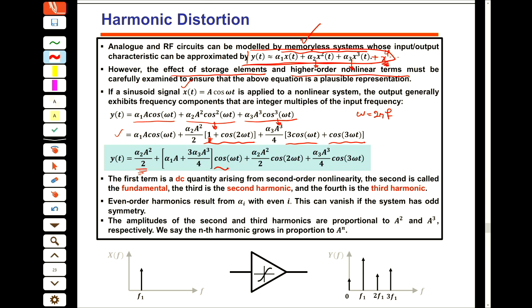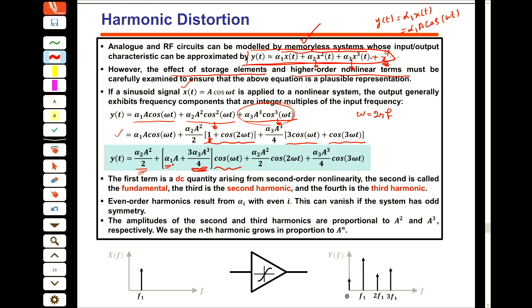And it has a fundamental frequency, which is our interest. But this fundamental frequency comes from alpha 1, which is the gain of the system, and from another component which comes from this nonlinearity. So it can change the gain of my system. My interest is gain alpha 1. If we have a linear system, then y(t) equals alpha 1 x(t), which is alpha 1 a cosine omega t. So this alpha 1 is the gain of my system, the desired gain.